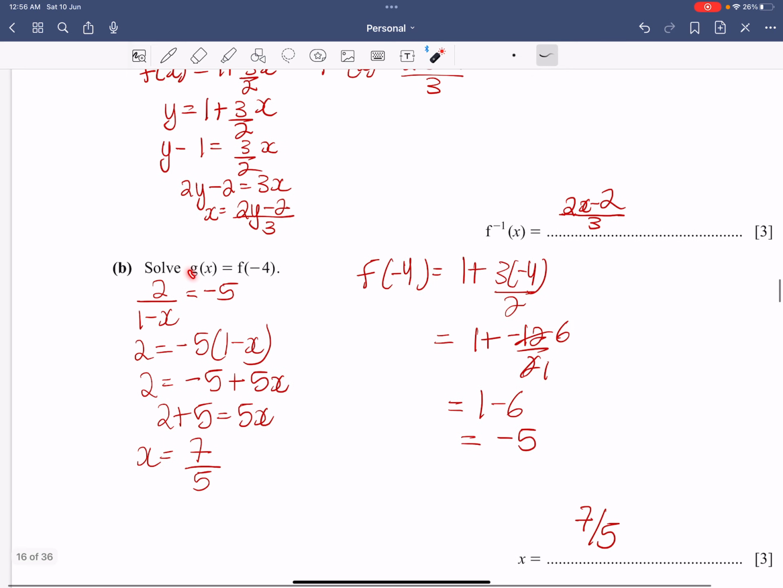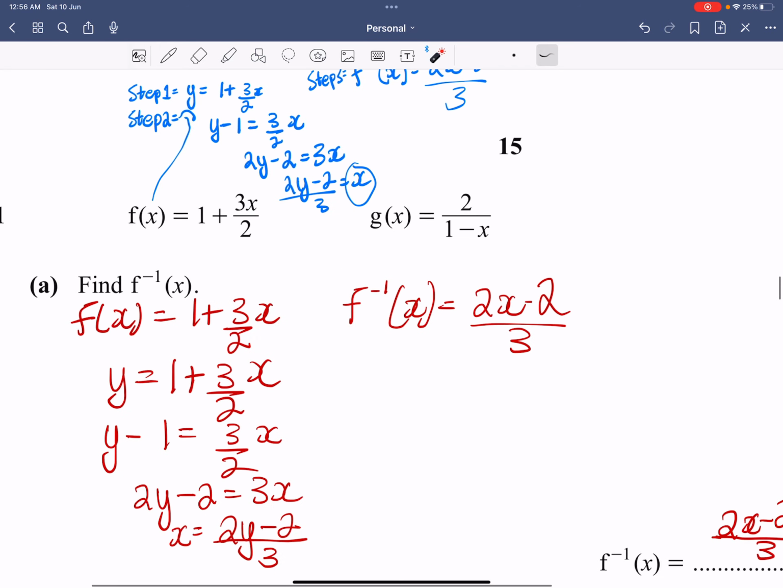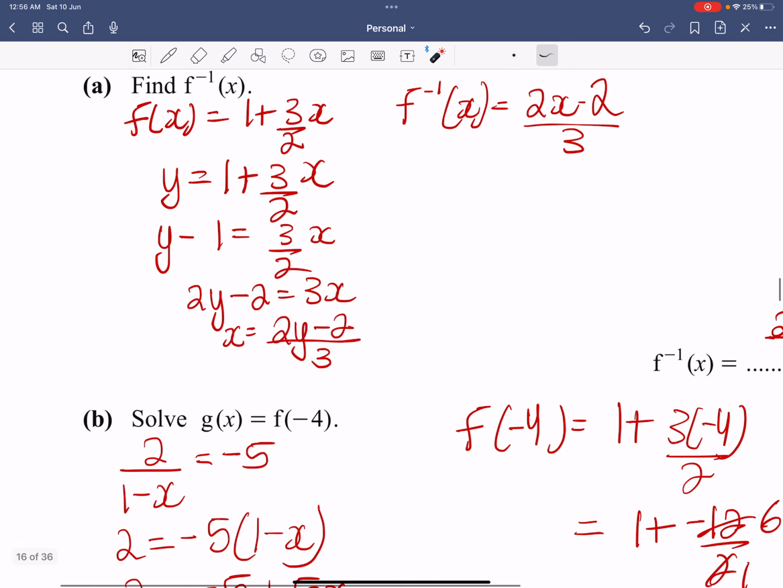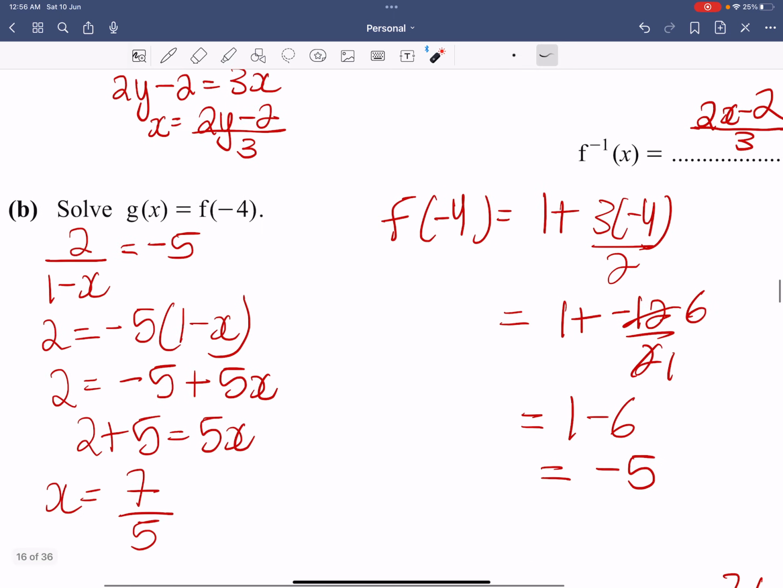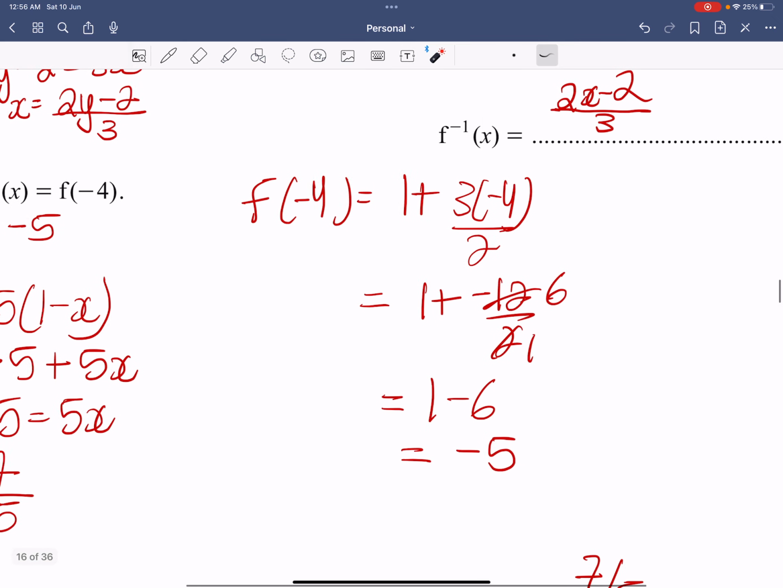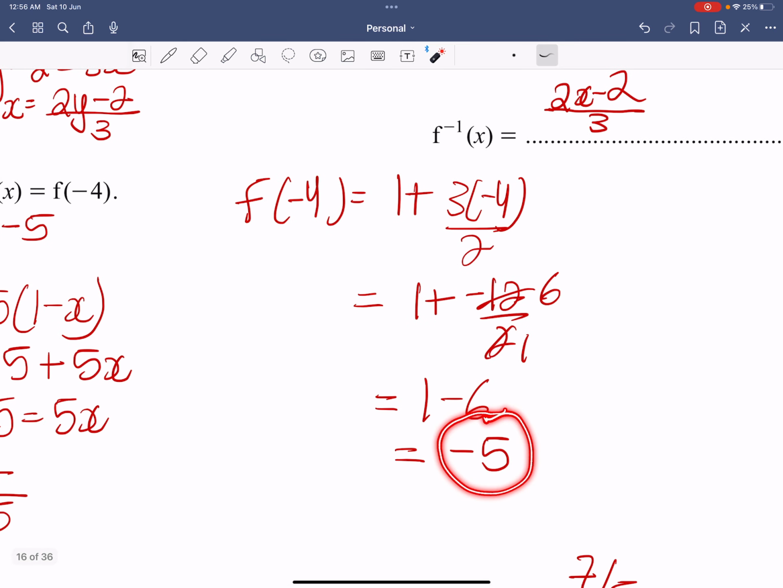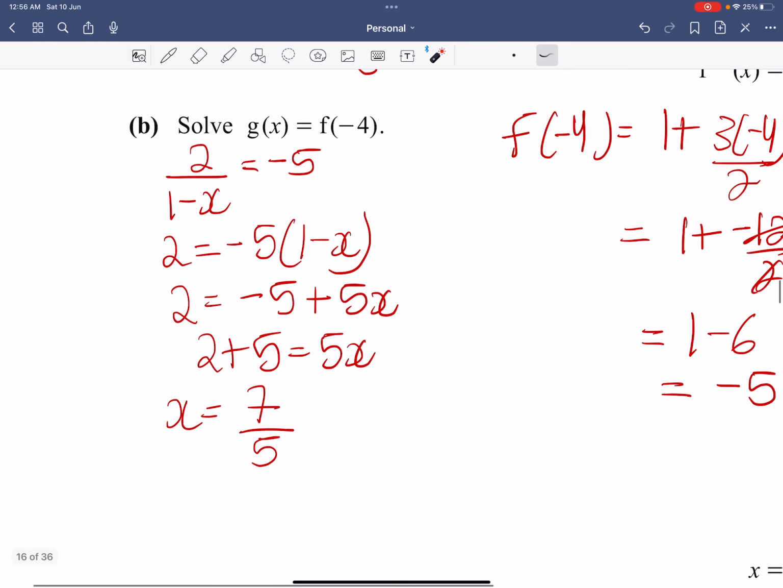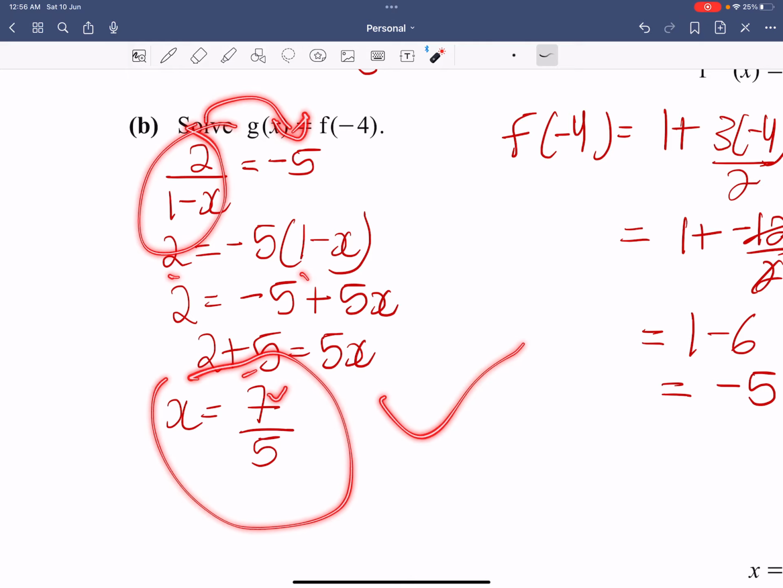Now they're telling you to solve g of x is equals to f of minus 4, which means substitute minus 4 instead of x. So I recommend to first solve f of minus 4, which is 1 plus 3 times minus 4 upon 2, which is minus 5. When you solve it, you get minus 5, because minus 4 times 3 is 12, 12 upon 2 is 6, and minus 6 plus 1 is minus 5, right? So you'll equate this is equals to minus 5. You'll just multiply it there, and you'll get x is equals to 7 upon 5.